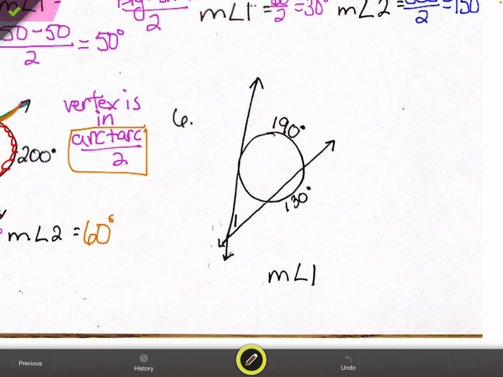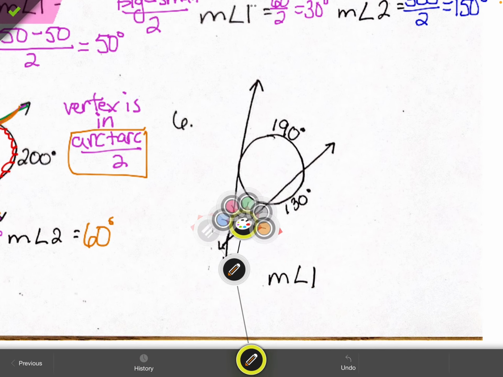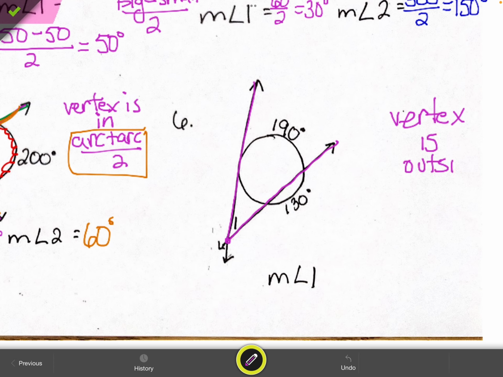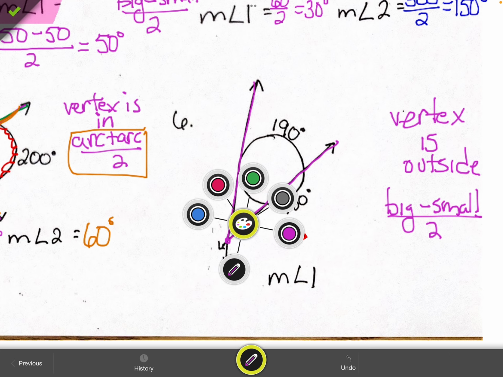All right, last one of these examples. Again, I'm going to trace my angle so I can see where my vertex is. So I trace. My vertex is right here. My vertex is outside the circle. Okay. That tells me the formula that I need to use is big arc minus little or small arc divided by 2. So be careful on this one.